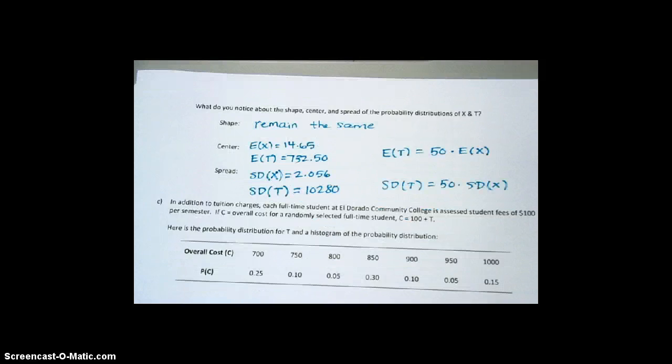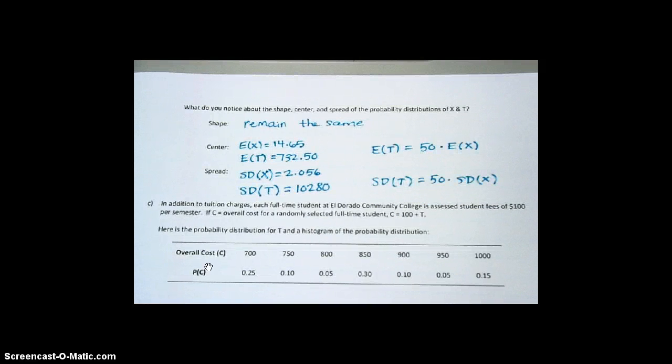Now let's take a look at what happens when we have to add a constant to every value. Now the situation is, in addition to tuition charges, which is a realistic situation, every full-time student also has a student fees charge of $100. So we define C to be the overall cost, where we take the tuition charge and add $100 to it. So we see a new probability distribution. Compared to T, all of the values are $100 higher, and so we've added 100 to each value. Again, the probabilities themselves do not change.